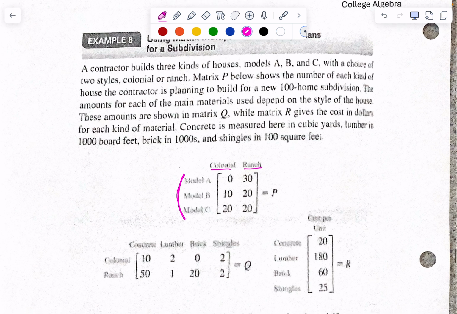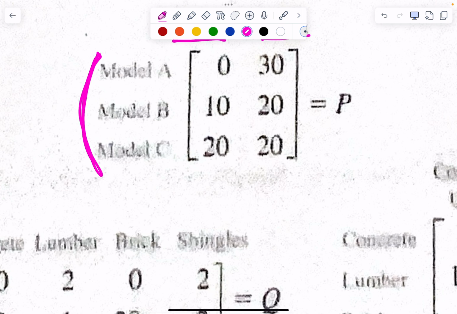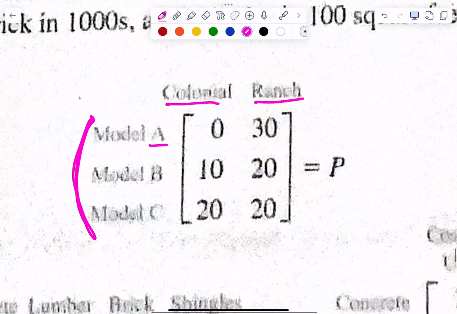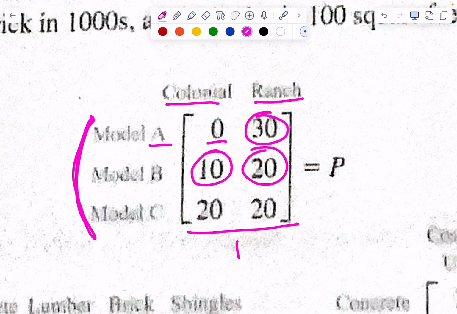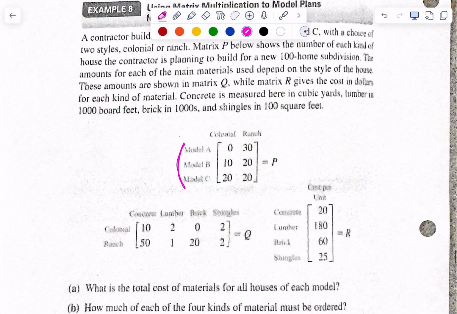Matrix P shows the number of each kind of house the contractor is planning to build for a new 100 home subdivision. So he's building 100 homes. He's not building any Model A colonial, right? He's building 30 of the Model A ranch styles, right? He's building 10 of the Model B colonial, 20 of the Model B ranch styles, to build 100 houses total. Does that make sense? Like all the way through, okay? So we've got those as our options. All right, so here we go, 100 houses. Those are my options, okay?